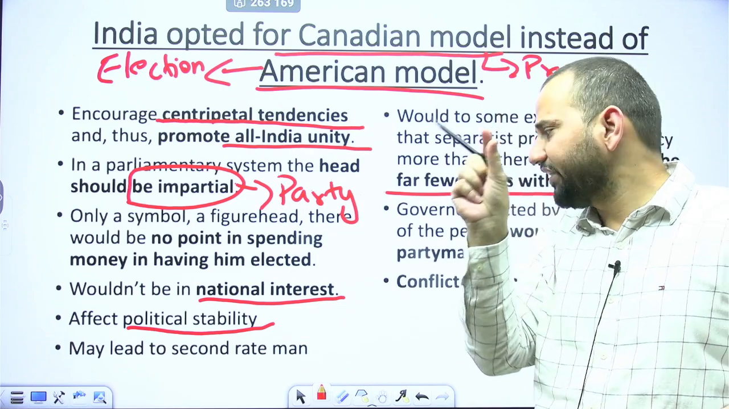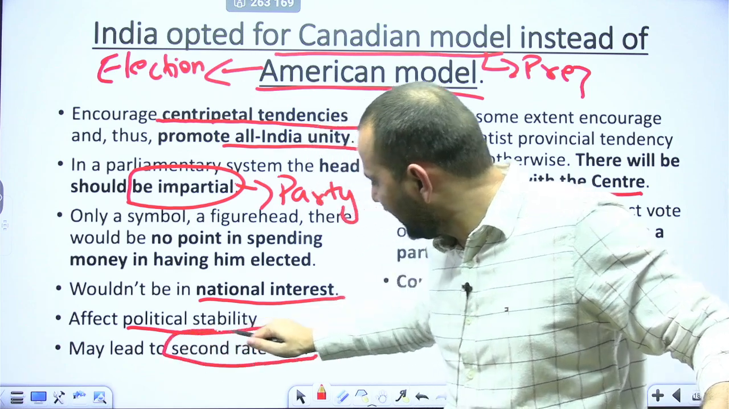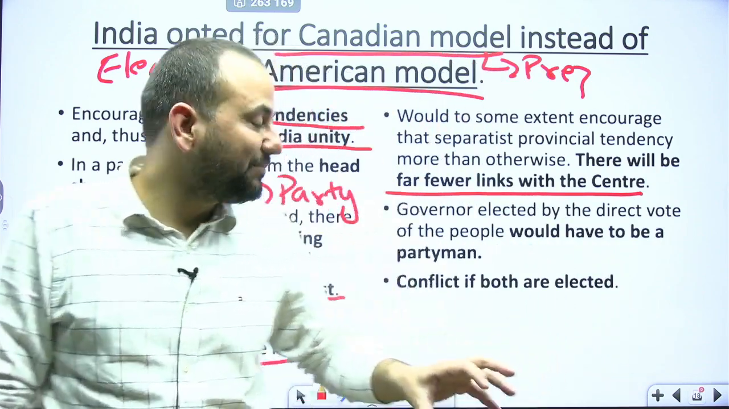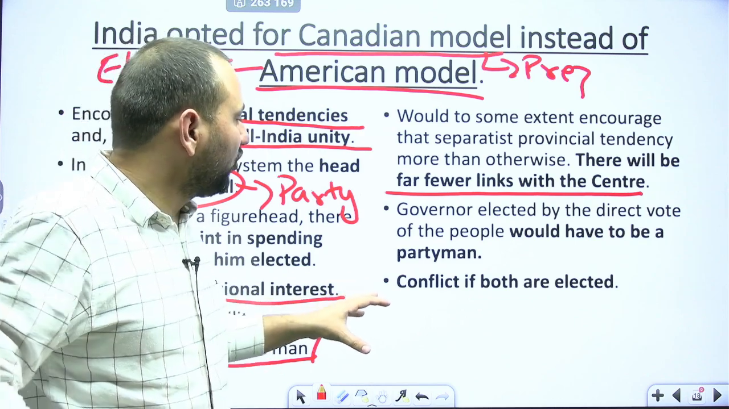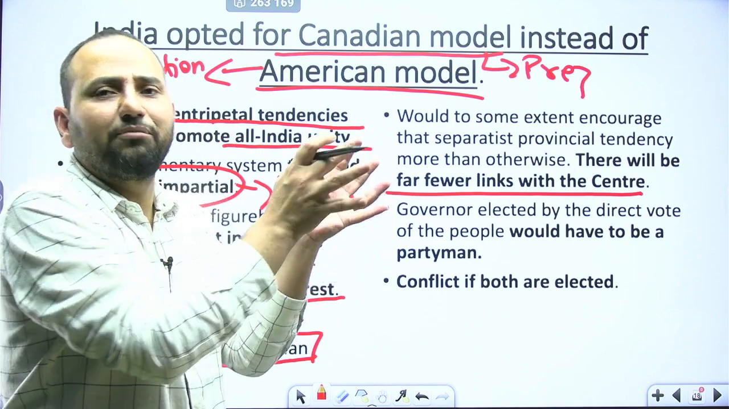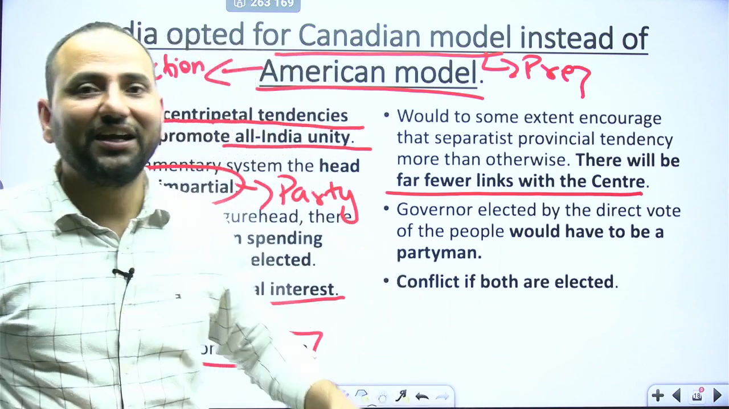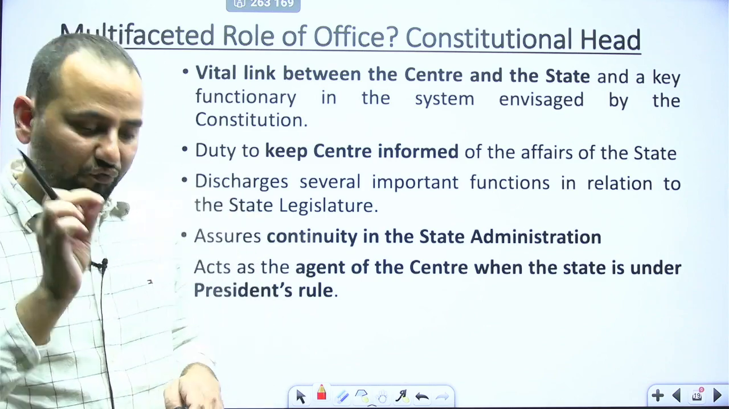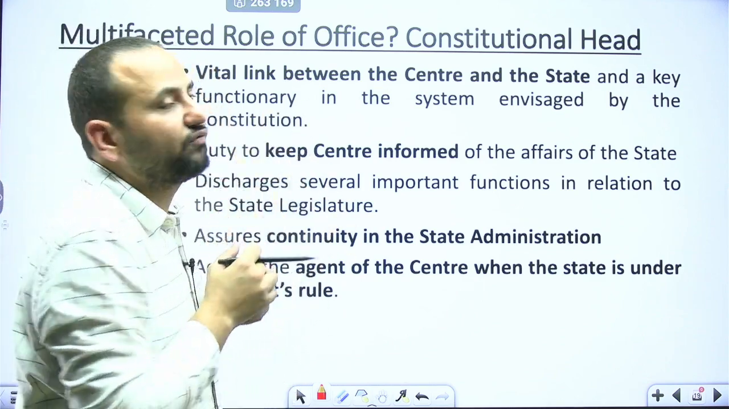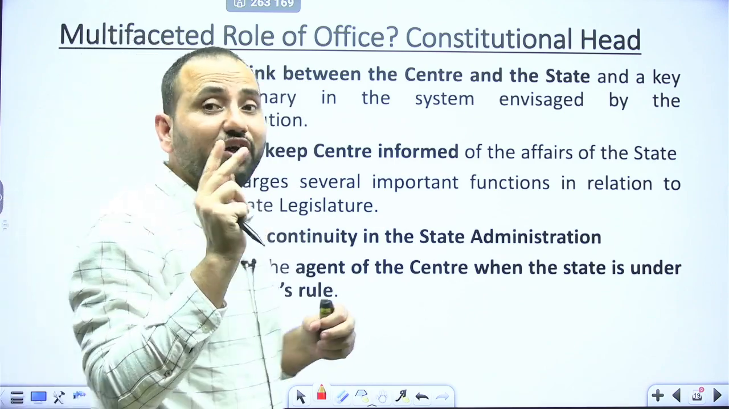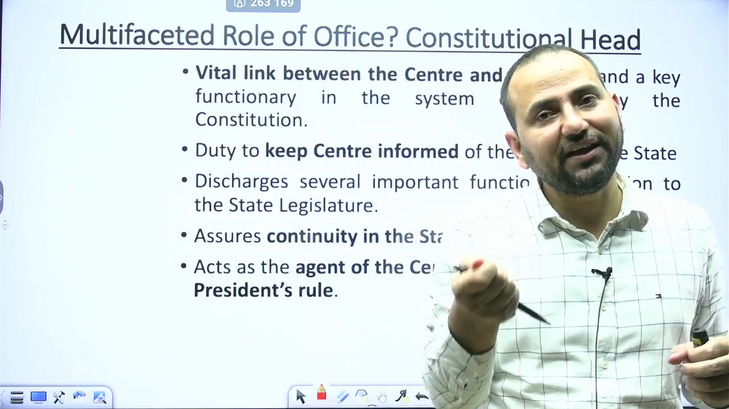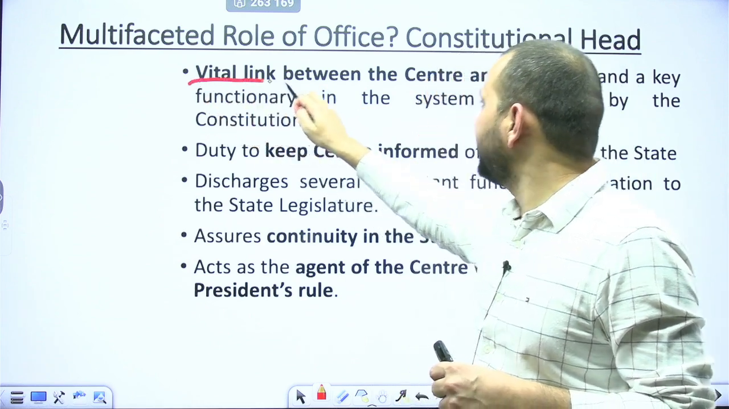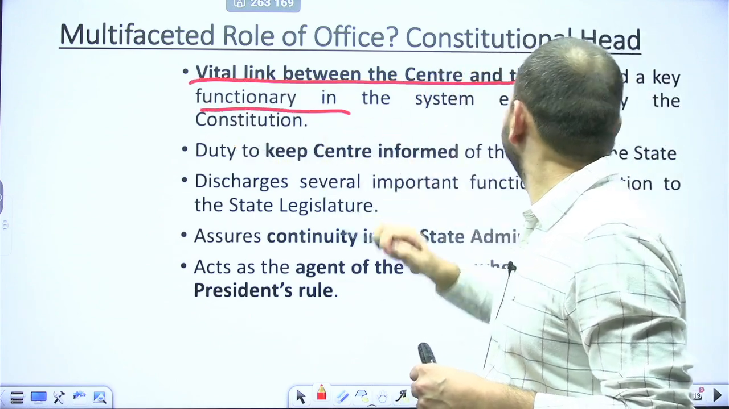We need to understand these dimensions very clearly, that there will always be a second rated man if we have the system of election, because the first rated man will be the prime minister, the chief minister, and the second rated man will come up with this structure of what we call the governor. So keeping all these things in mind, we came up with the Canadian model and not the American model, and this structure is in existence even today. Various committees have come up with this, and all of them have raised the same issue with reference to this structure. But the point is, we have to understand the multifaceted role of the office of governor, that is the constitutional head. Obviously, it comes up with two different structures, that is being the constitutional head as well as the representative of the center. But along with that, you will see that it works as a vital link between the center and the states, and is a key functionary in the system envisaged by the constitution.